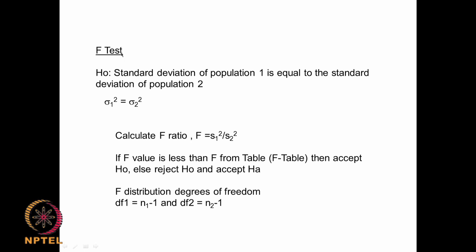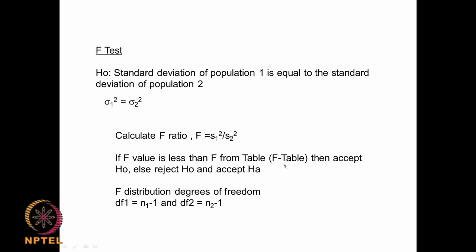That means I am comparing the variation from a sample 1 and a sample 2. Okay. So, the H naught could be sigma 1 square is equal to sigma 2 square, that means variances are same, or the alternate could be sigma 1 square is different from sigma 2 square. So, we calculate the F ratio which is given by S1 square by S2 square. S1 and S2 are the sample standard deviation. So, S1 square is the variance.